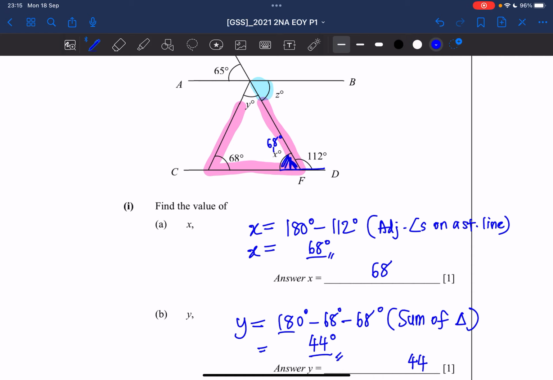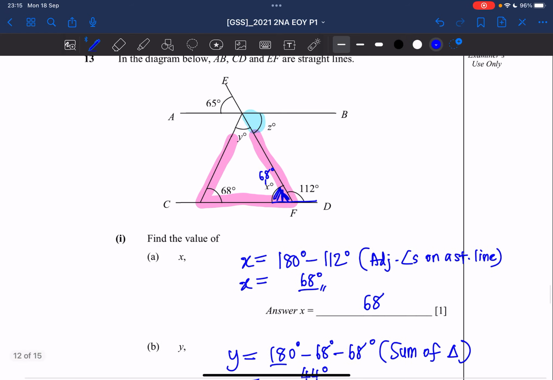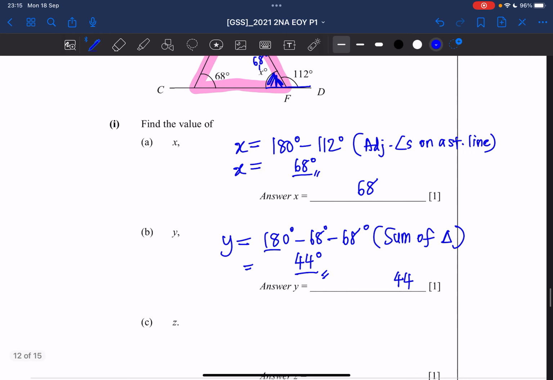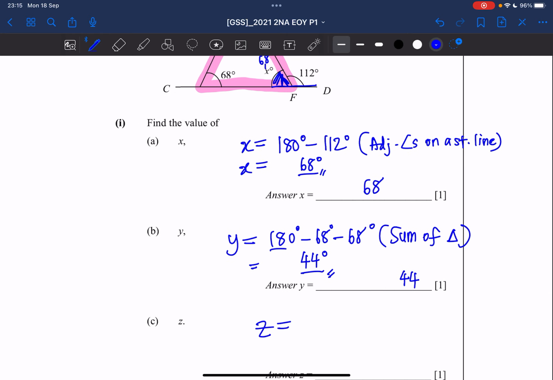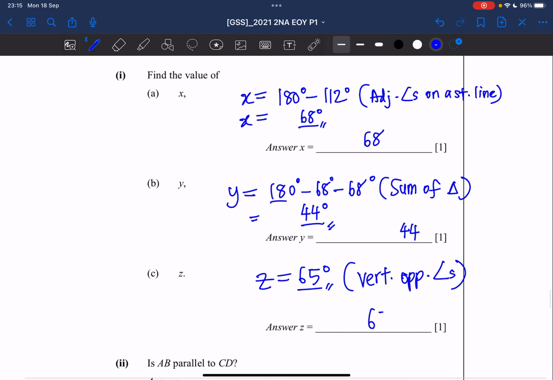To find our z, can you see, it's alternate angles with this. Two lines, so our z and 65 are the same. So z equals 65 degrees. And the reason is vertically opposite angles. So the answer is just 65.